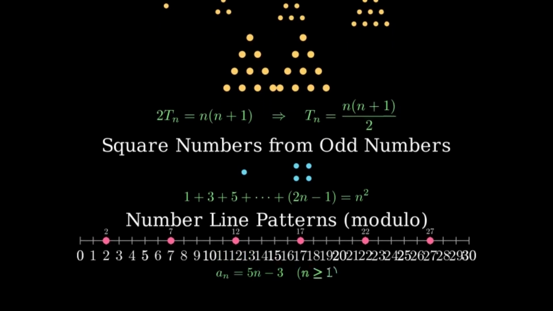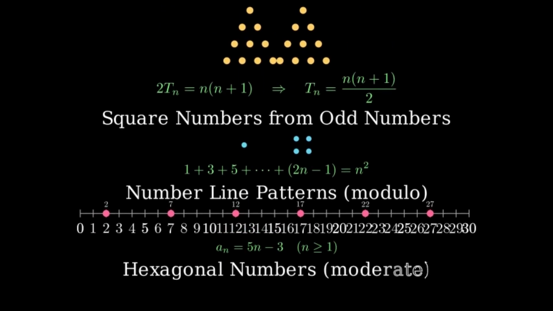Example 6. Polygonal numbers, hexagonal numbers. The sequence goes 1, 6, 15, 28, and so on. We'll use differences to recognize a quadratic, and then show the standard closed form h sub n equals 2n squared minus n.